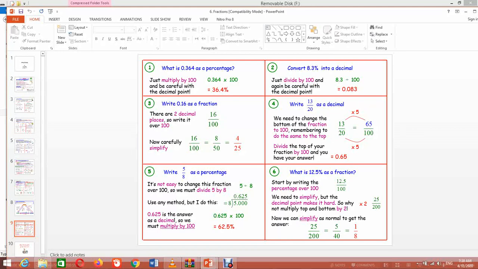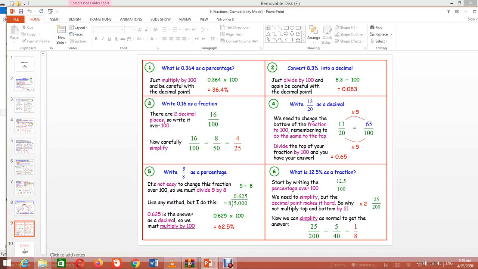And we can also use 4. 4 will cancel 16 and 100 one time only. 4 will cancel 16 to be 4. 4 will cancel 100 to be 25. So you could see that using 4 has cancelled 16 and 100 one time only, also giving us 4 over 25. Then 4, write 13 over 20 as a decimal.